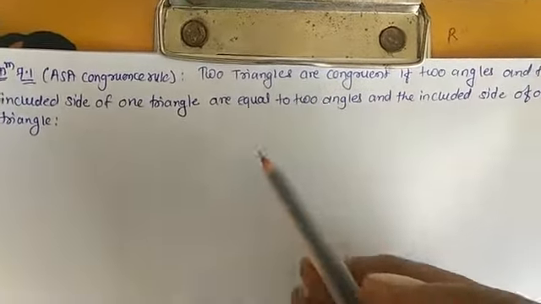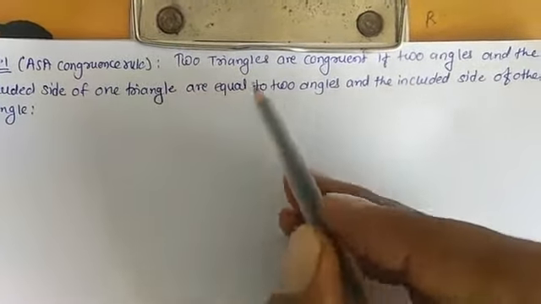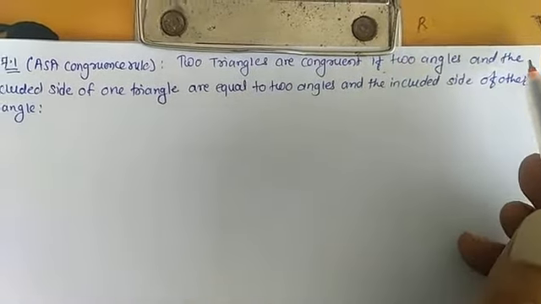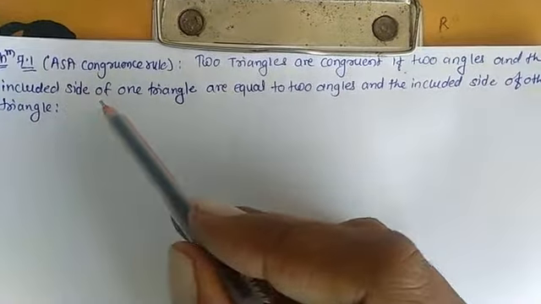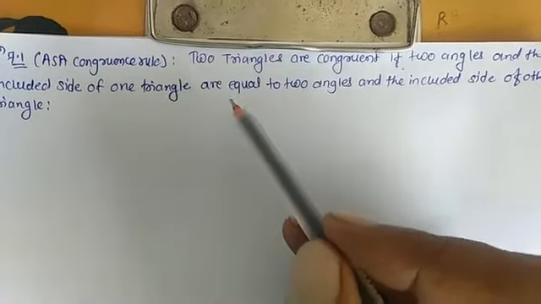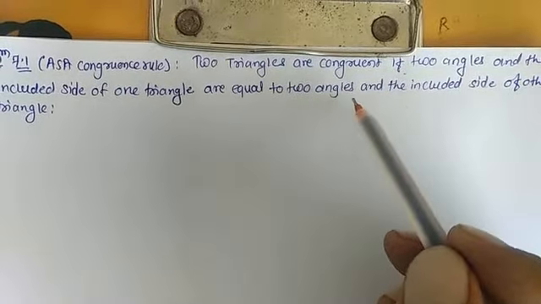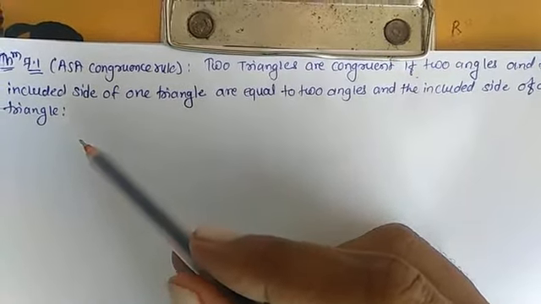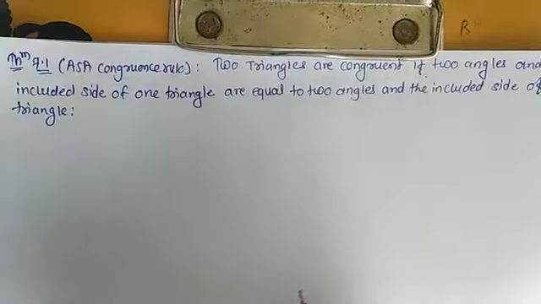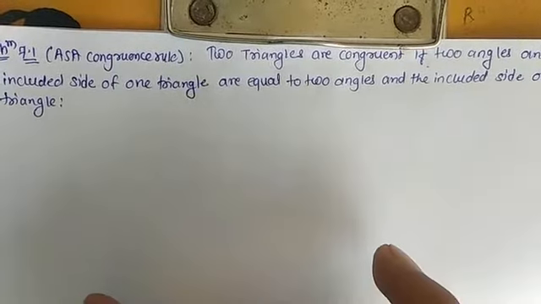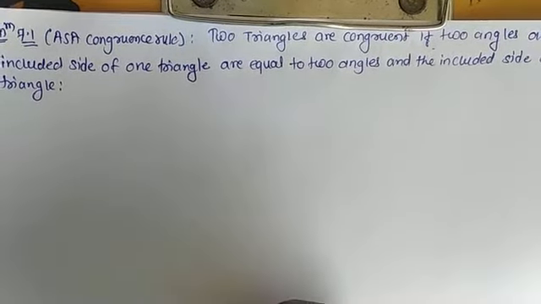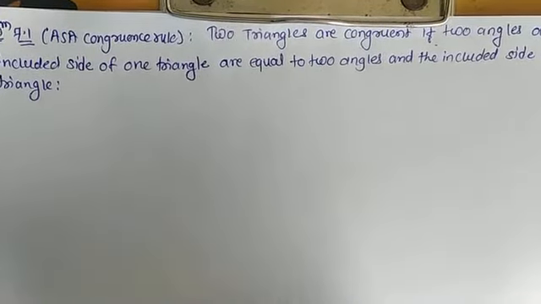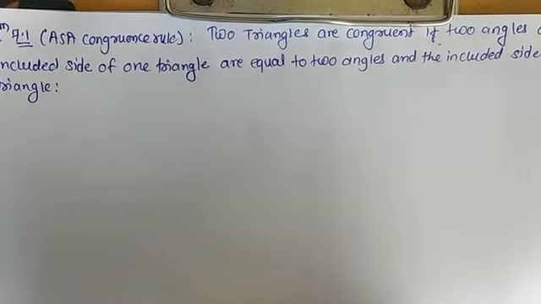Now, the statement of the ASA congruence rule is: two triangles are congruent if two angles and the included side of one triangle are equal to two angles and the included side of the other triangle. That means in two triangles, if two angles and the included sides are equal, then the two triangles are congruent by the ASA congruence rule.